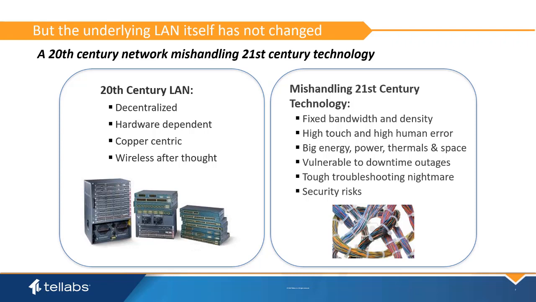Their high touch actually leads to high human error. They consume a lot of energy and they emit a lot of heat, and that has a rippling effect, and they also take up a lot of space. They're vulnerable to downtime, network outages, because of their decentralized architecture and because they have all these full functioning switches and ports spread across a hotel or resort. They're a nightmare to troubleshoot. And because of that decentralized architecture also, they present many points of vulnerability, and therefore they're a high security risk.